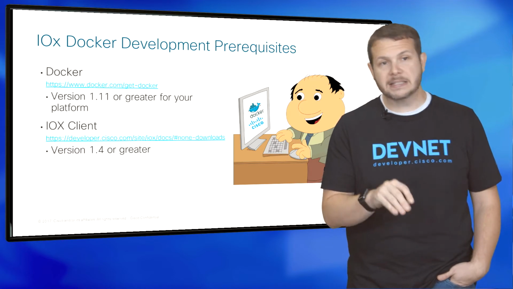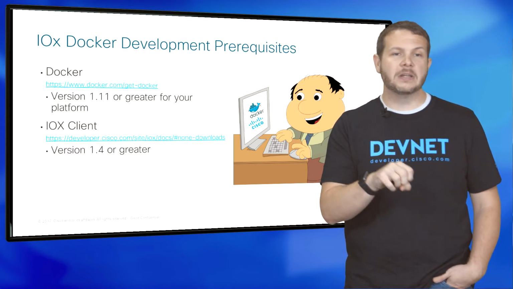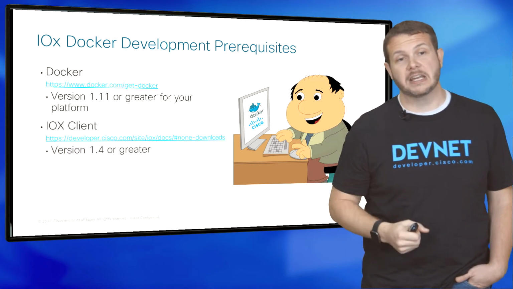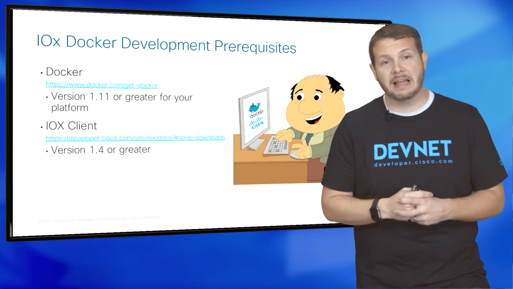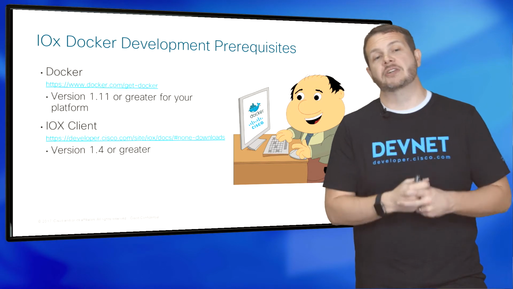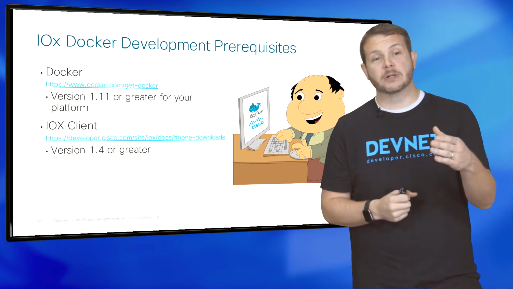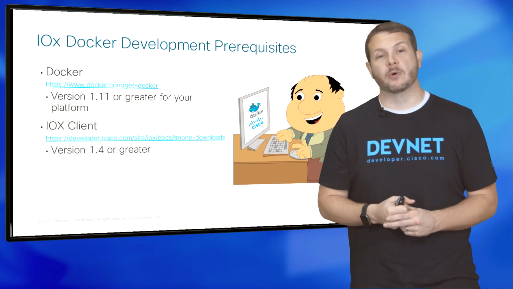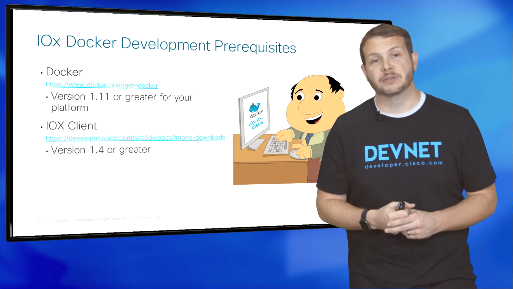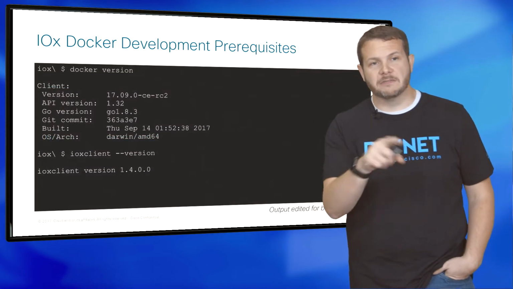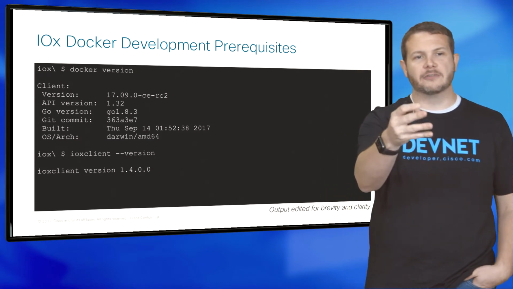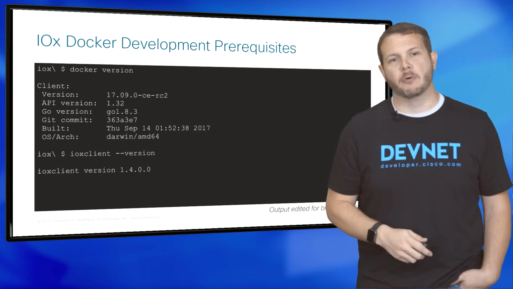So if you're on a Mac, Docker for Mac, Docker for Windows, or Docker just for Linux will work for all of these. You'll then want to install IOx Client to make it easy to package and interact with your devices. Now, to support Docker, you will need version 1.4 or greater installed and downloaded onto your machine. Once we've got the prerequisites in place, we can verify their proper versions with docker version or ioxclient version to report back where we're at.